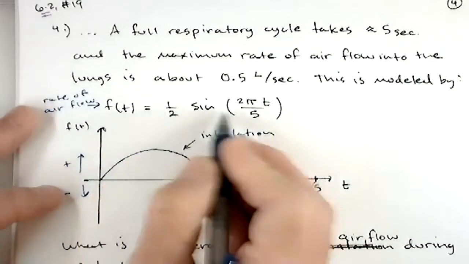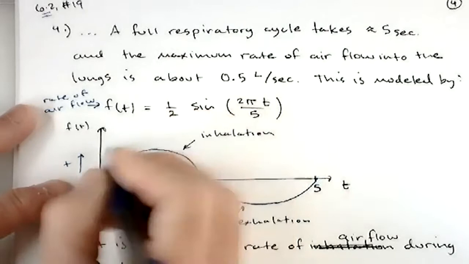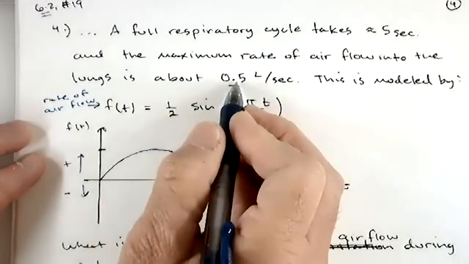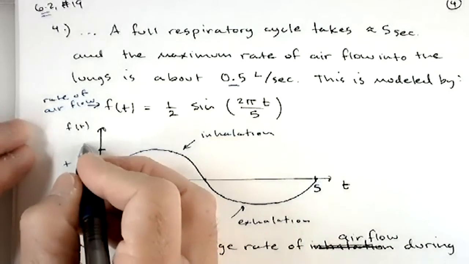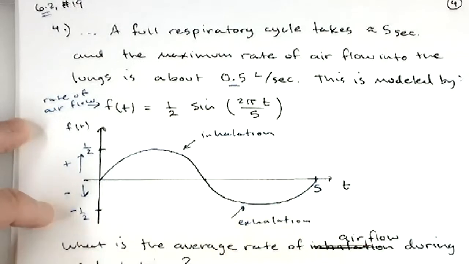And they told us, and this is the equivalent to the amplitude of our graph, right? This is the 0.5 liter per second that they were telling us. 0.5 is the same as 1/2. So this is 1/2 right here. This sine graph goes down to negative 1/2.